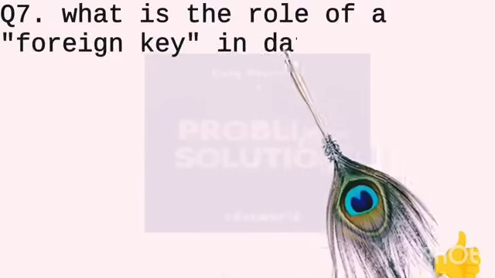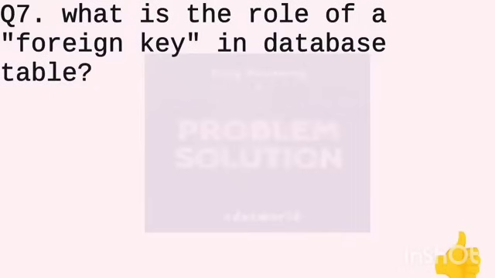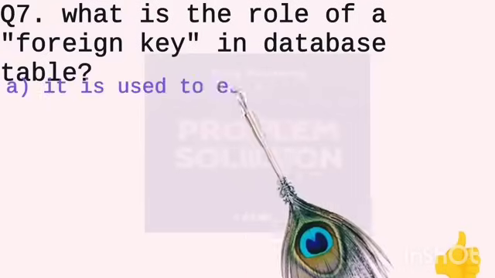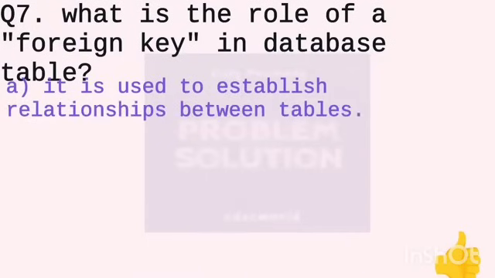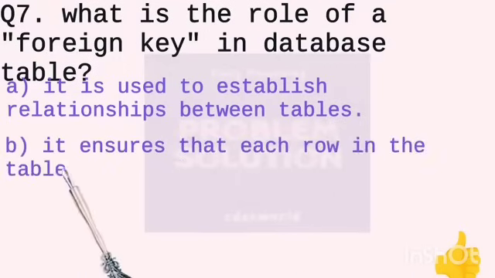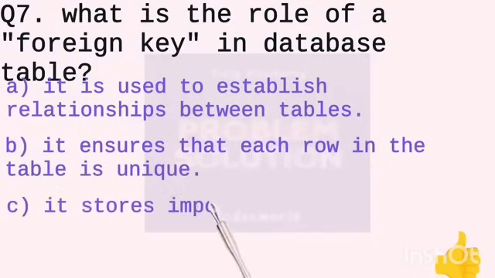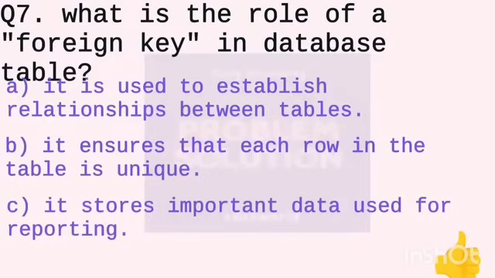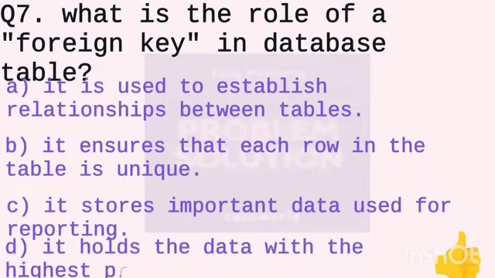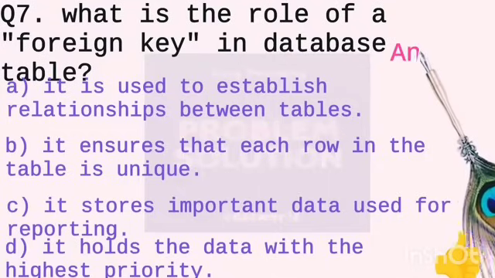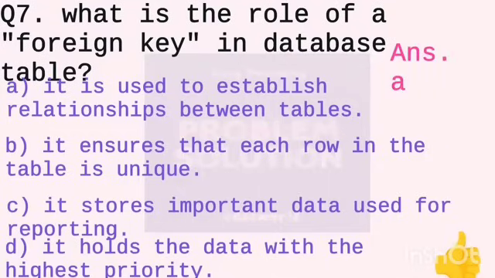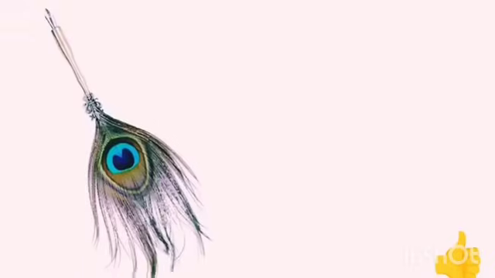Query number 7. What is the role of a foreign key in a database table? Option A, it is used to establish relationship between tables. Option B, it ensures that each row in the table is unique. Option C, it stores important data used for reporting. Option D, it holds the data with the highest priority. And the answer is A. It is used to establish relationship between tables.